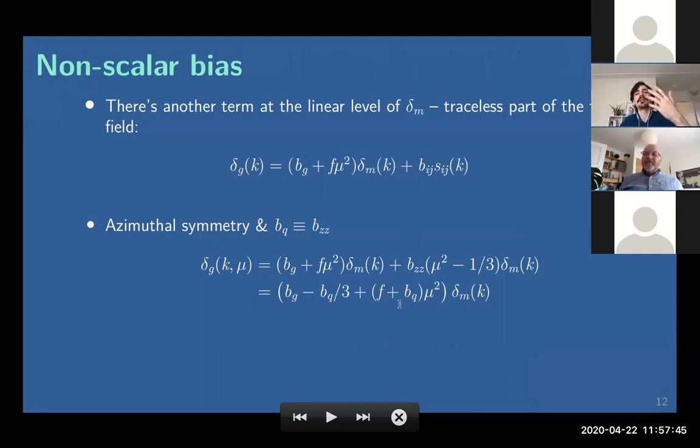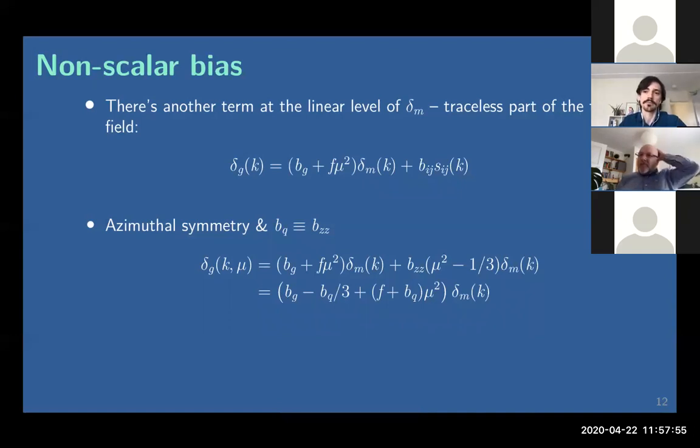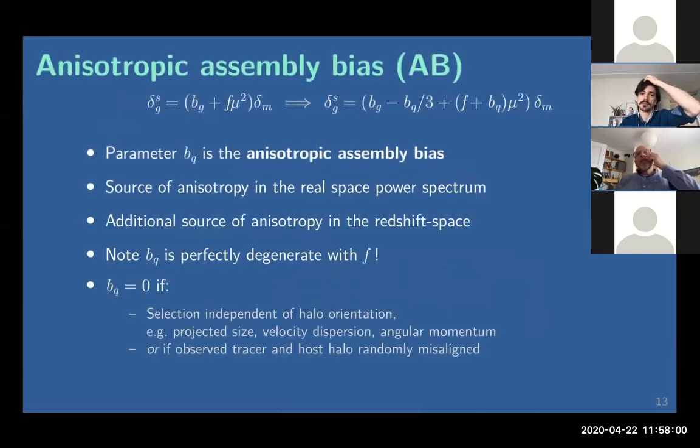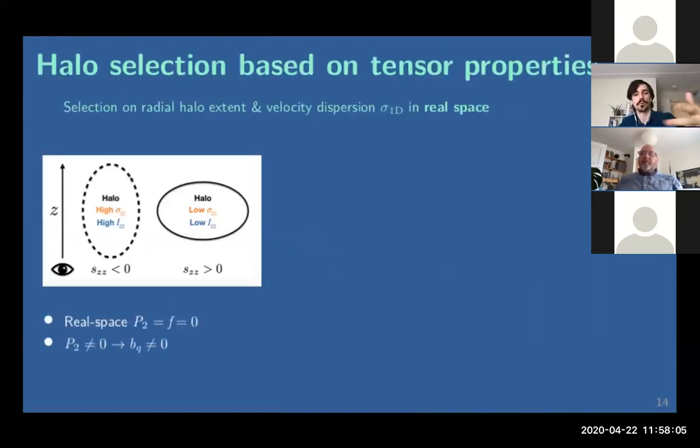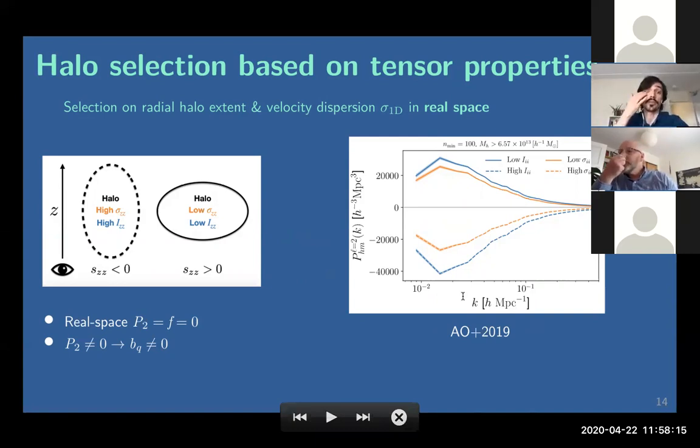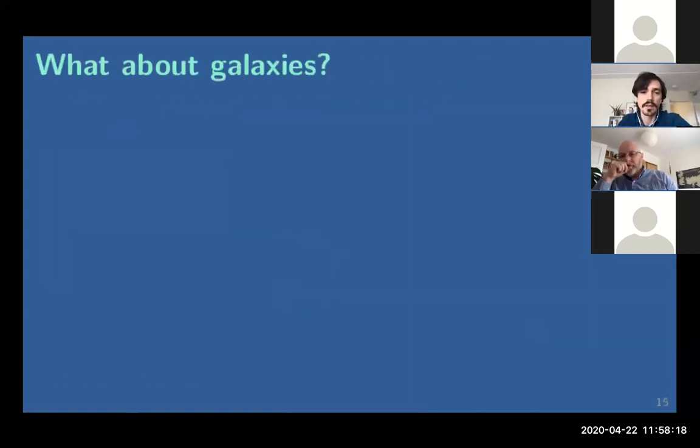The end result is that there is a term that appears here with the mu squared dependence, which cannot happen if you're looking at scalars. So if we split on these tensor properties, this shows up and can change your quadrupole even in real space. Are there any other questions?